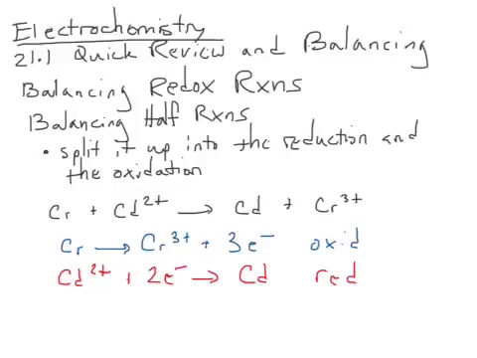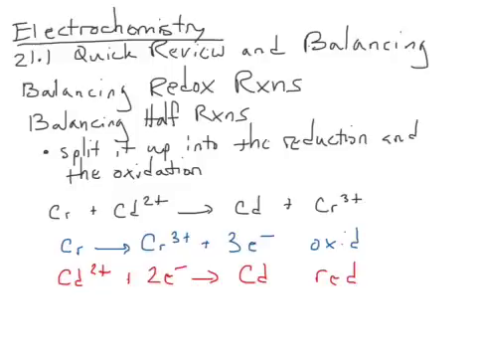In order to do that, we have to make sure that our atoms are balanced, and as we already pointed out, they already are. 1 Cr to 1 Cr, 1 Cd to 1 Cd. But the problem is the electrons are not balanced in each reaction. Here, chromium lost 3, but down here, cadmium only gained 2, and that can't happen. So what we need to do is multiply each of these reactions by a factor so that our number of electrons are the same on opposite sides.